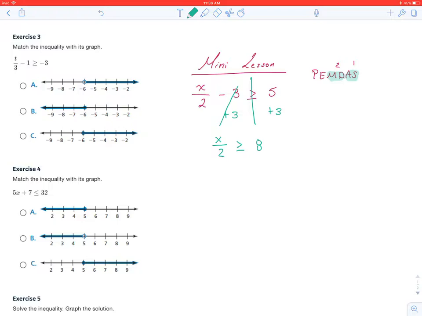And now it's just a one-step inequality. X divided by 2, well, I will multiply by 2. That's going to cancel those 2's, leaving me with x is greater than or equal to 16. So just two steps is all. Step 1 was to add 3, and step 2 was to multiply by 2. If I were to graph this out, x is greater than or equal to 16. It can equal 16, so that's a closed circle. And x is greater than 16, so that's to the right.